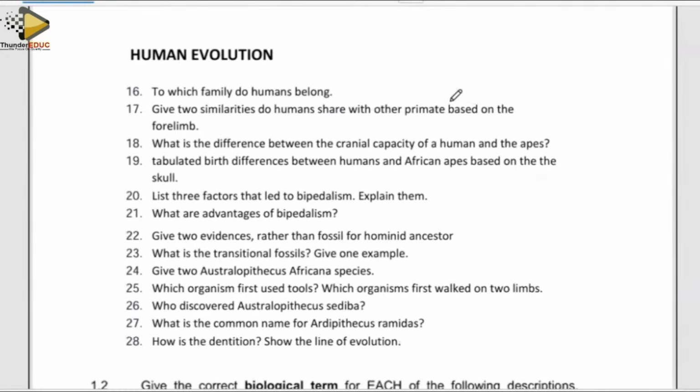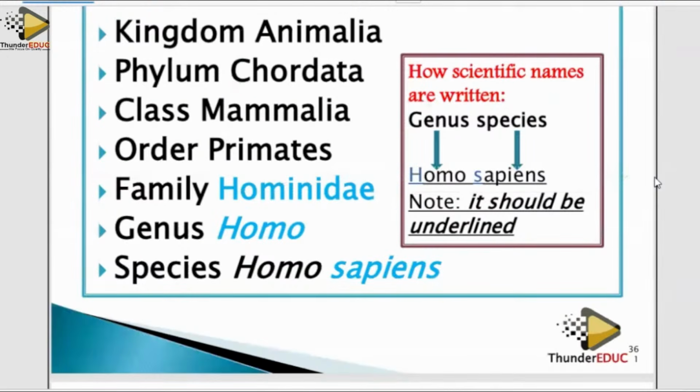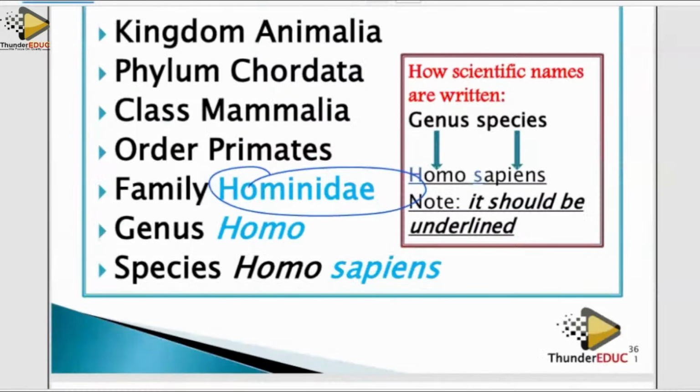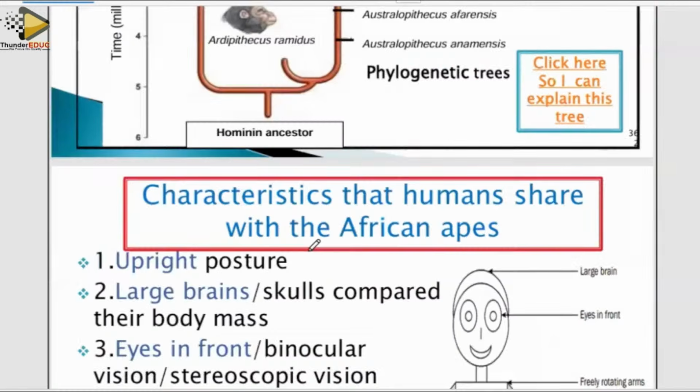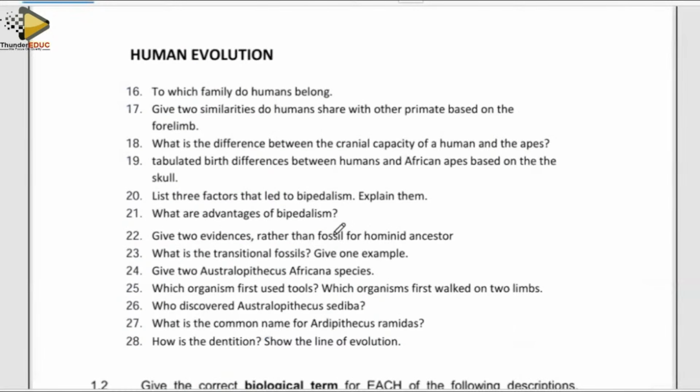Which family do we belong to? We belong to Hominidae. Humans belong to family Hominidae. Then they're saying, give two differences between humans and other primates. Here it depends. We answered it, but it depends on what they have asked you. So in this case, you look at the upright posture, large brain, eyes in front, all those answers.